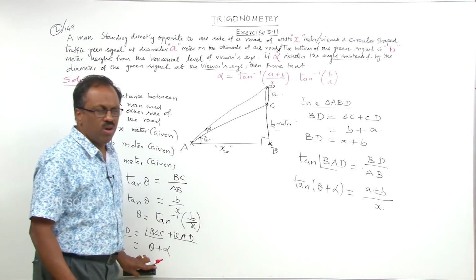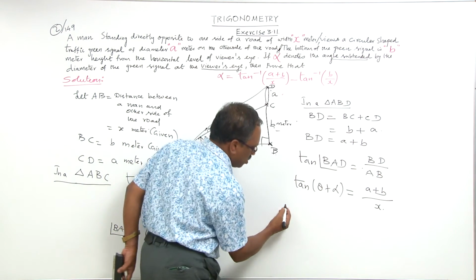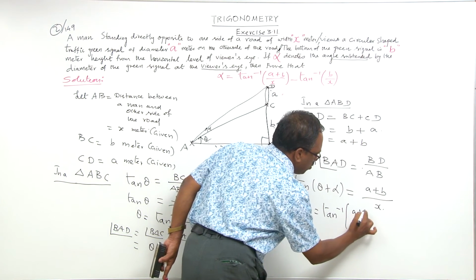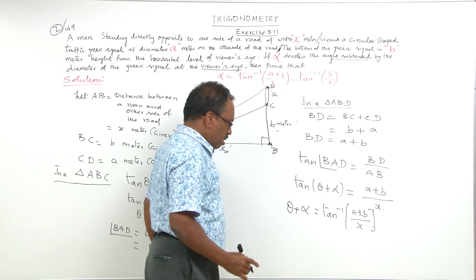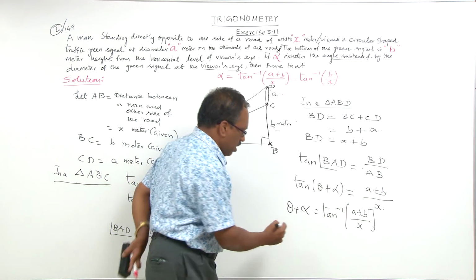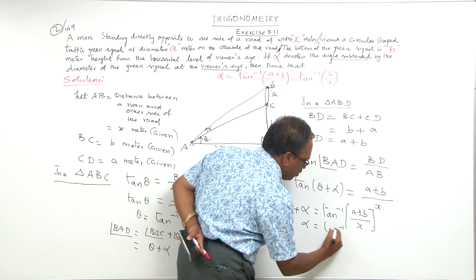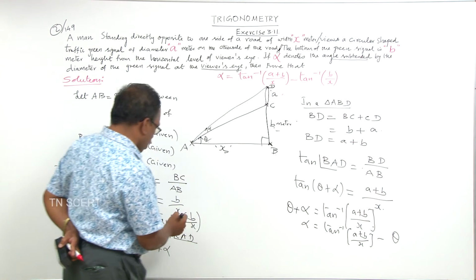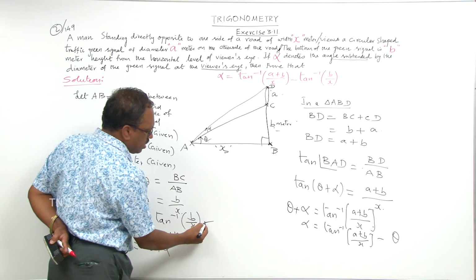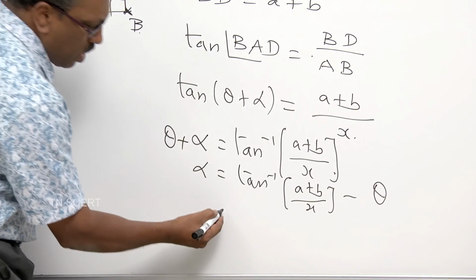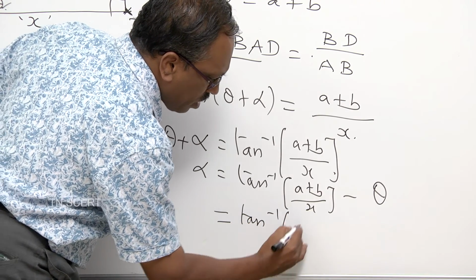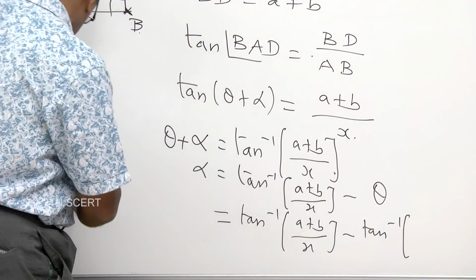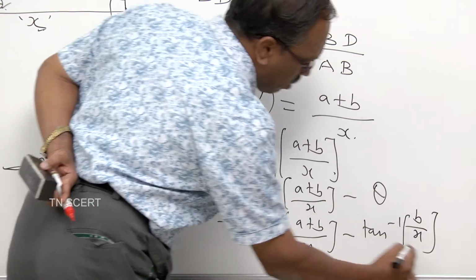This particular one is theta plus alpha. So theta plus alpha is equal to tan inverse of (a plus b) by x. By taking theta to the other side, alpha is equal to tan inverse of (a plus b) by x minus theta. Theta we already found as tan inverse of b by x, so that could be substituted over here. So alpha is tan inverse of (a plus b) by x minus tan inverse of b by x. That is the answer we calculated.